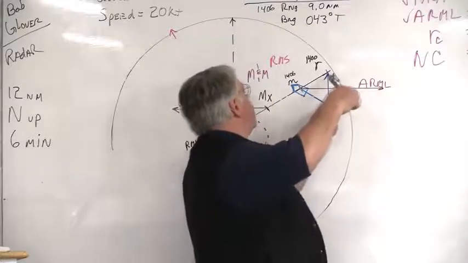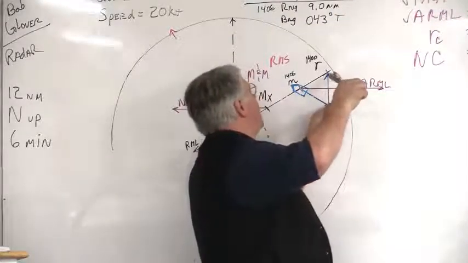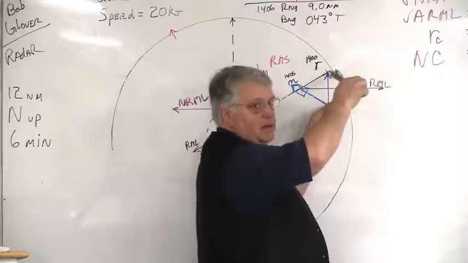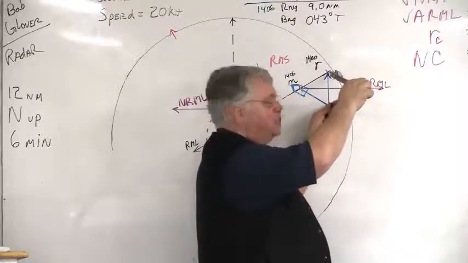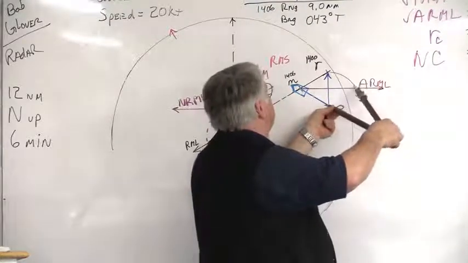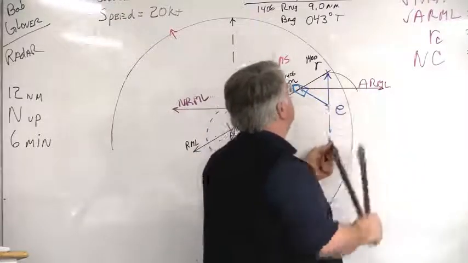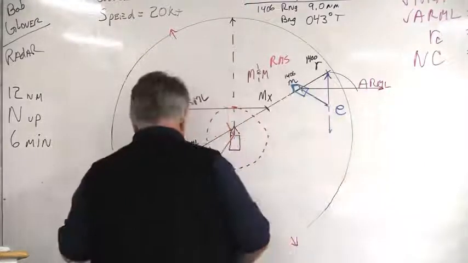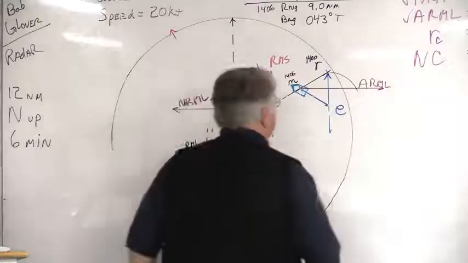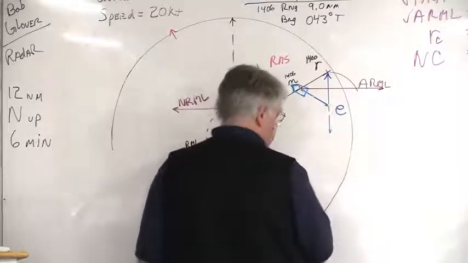You're going to take that distance from E to R, because remember, we're not changing our speed. We're only changing course. And you're just going to make an arc, and you go down until that arc cuts through the advanced relative motion line. Okay? You take it and cut it till it goes through the advanced relative motion line.